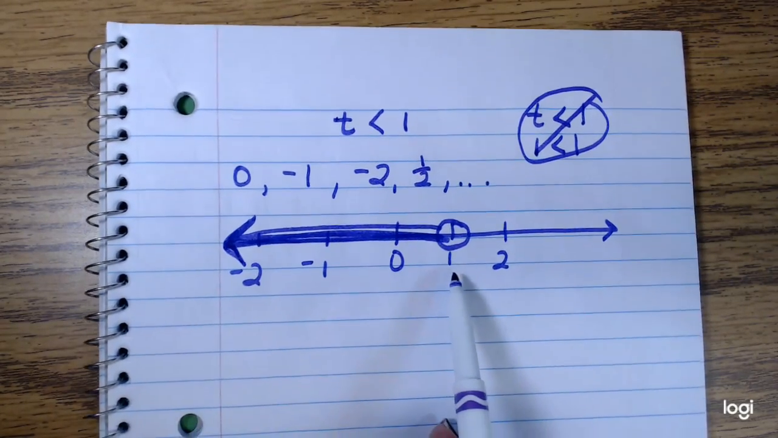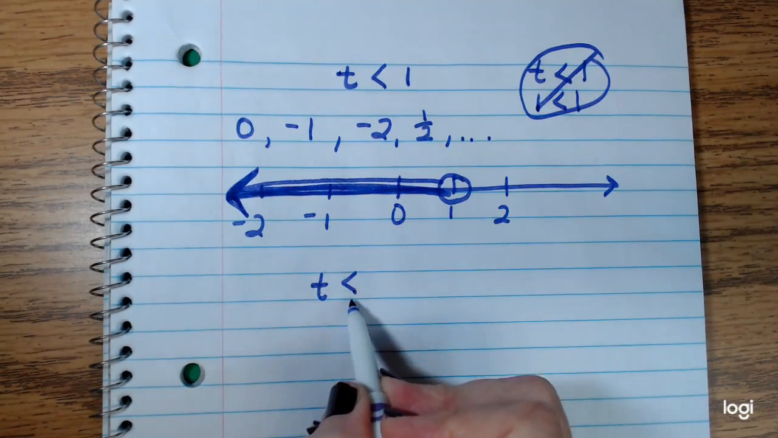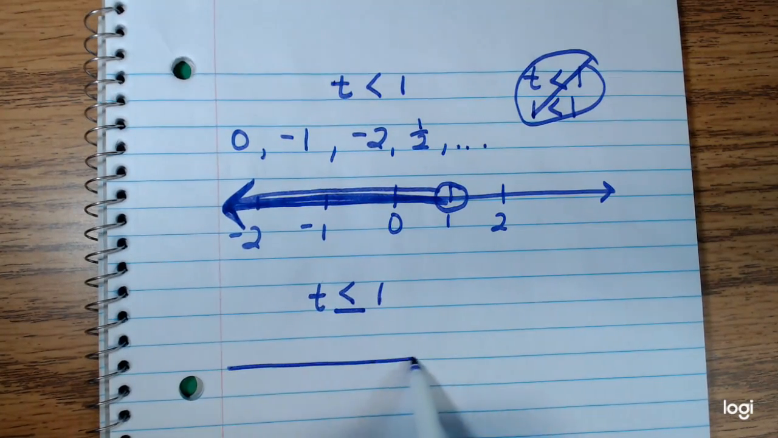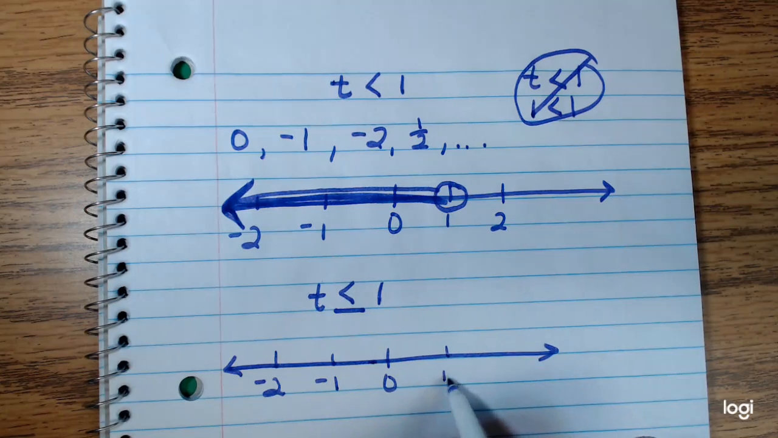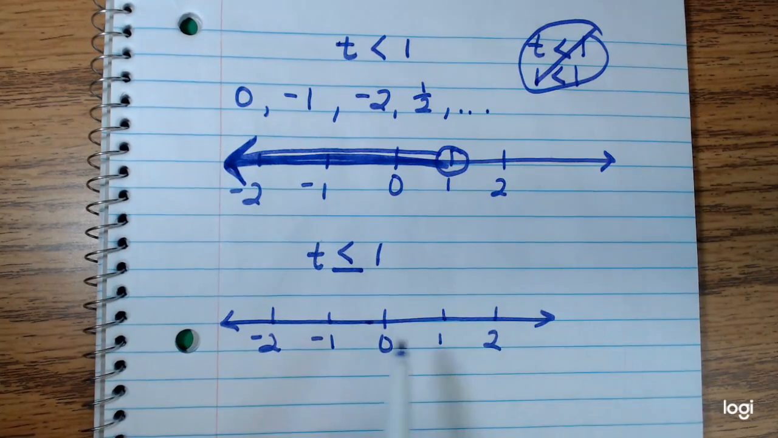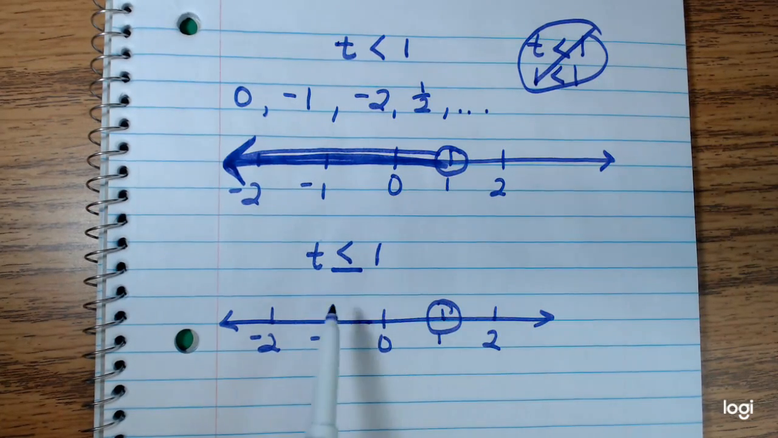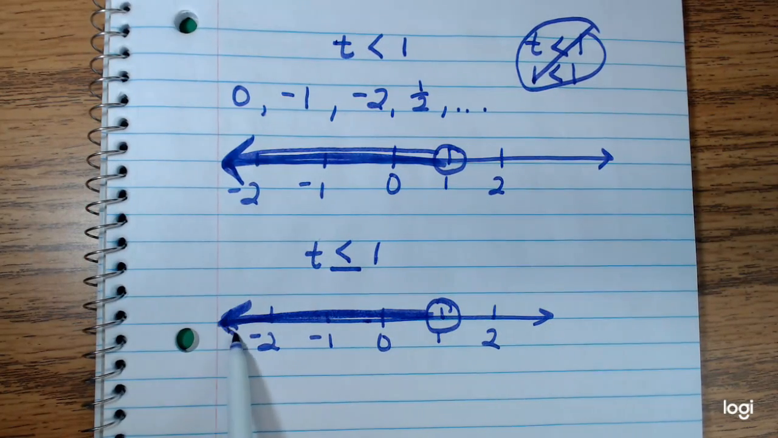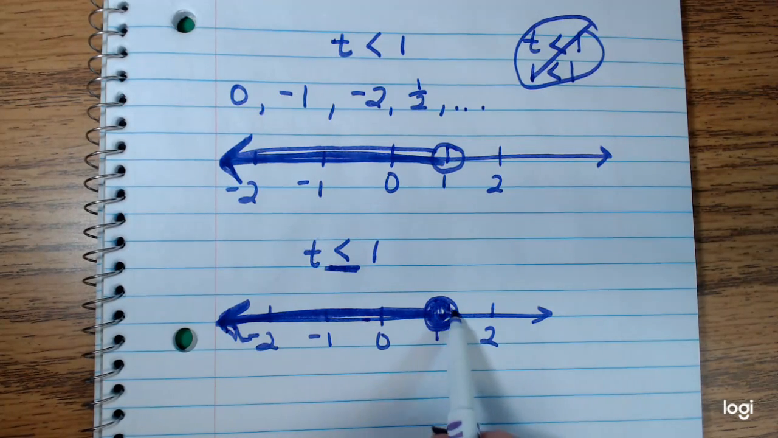The only way I could color in the circle is if I would say t is less than or equal to 1. Less than or equal to 1 would mean a number line that looks like this. And make sure you are putting these in your notes. T is less than or equal to 1. Here's the 1. It's less than, so I'm going to color this way. But it also says it's equal to 1. So my answer could be 1.